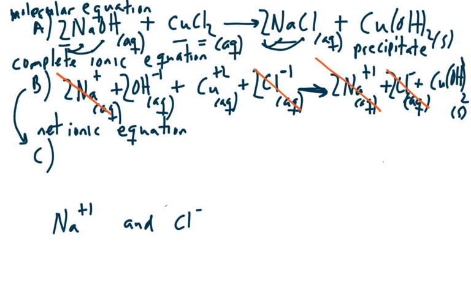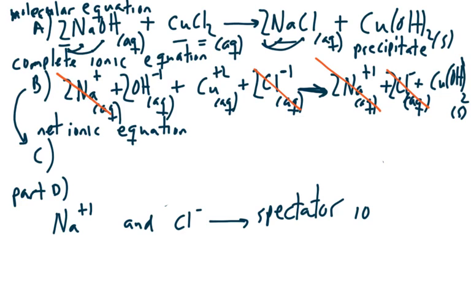The guys that we just crossed out, you're going to hear that these guys are called spectator ions, which is actually the answer to part D. Okay, they're called spectator ions. And the way they got their name is that they're spectators. Like in a sporting event, a spectator is someone that's sitting on the sidelines. They're watching the event, but they don't participate.